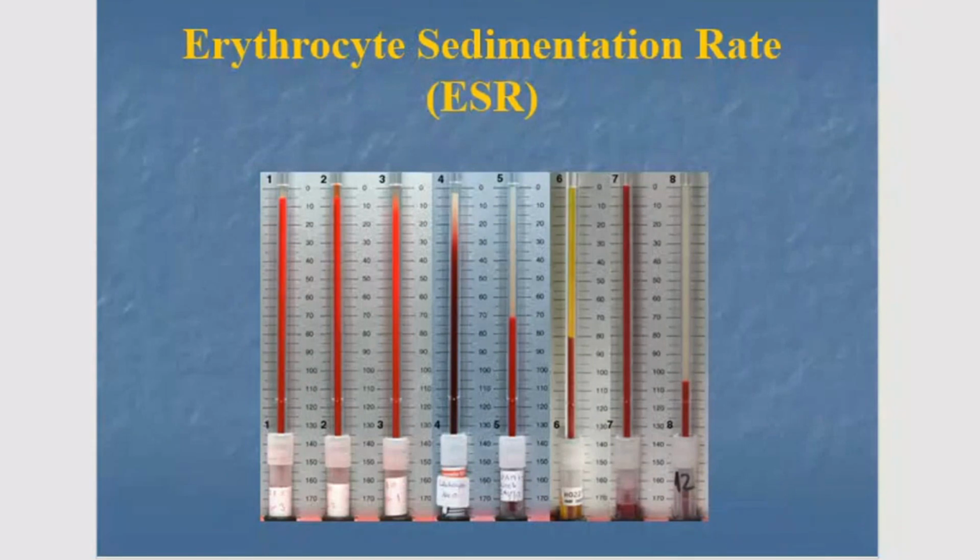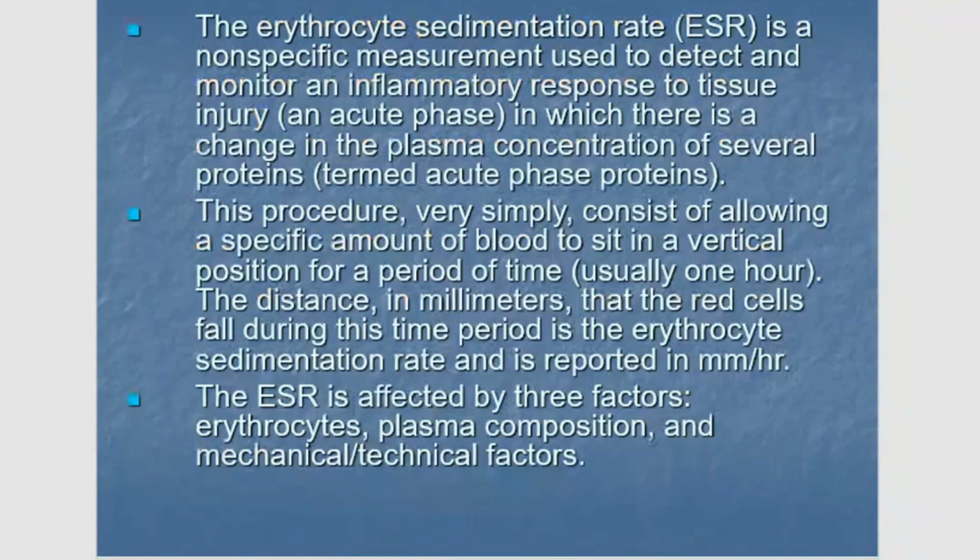So in the erythrocyte sedimentation rate, you can see how much of the red blood cells were sedimented in the meter. Okay, so this we are going to see. But anyhow, the erythrocyte sedimentation rate is a non-specific measurement used to detect and monitor inflammatory responses to tissue injury. That means we know inflammatory response, we already know.